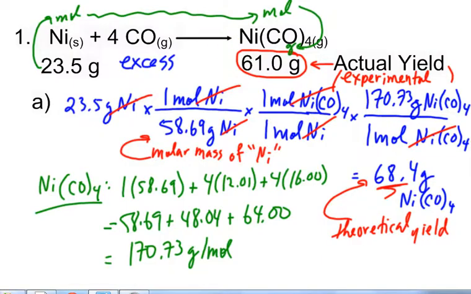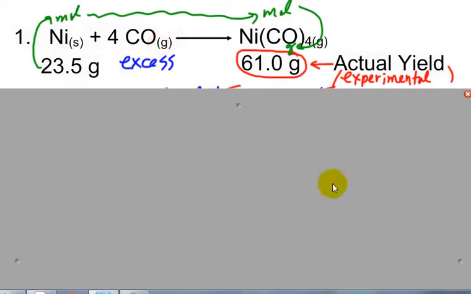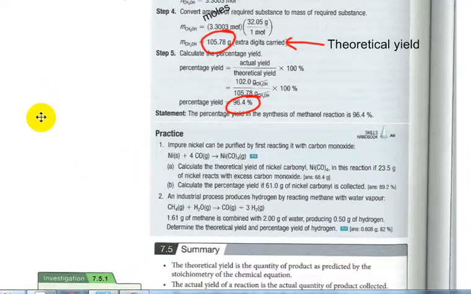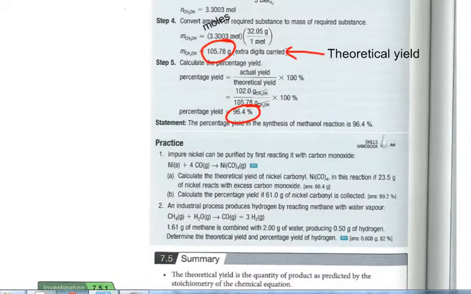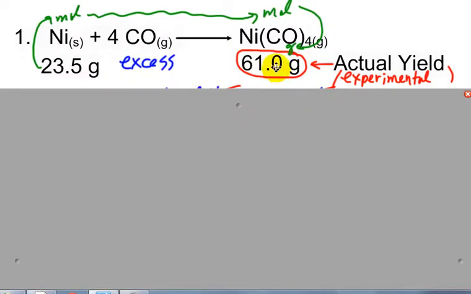So I chose to do this on a separate piece of paper. You may want to squeeze it in this area here, but it tends to be messy when I do that, so I just did it over here. So here's the setup. Nickel plus 4 carbon monoxides yielding 1 nickel carbonyl. We're told that we had 23.5 grams of nickel. We have excess carbon monoxide. And what we actually get is 61.0 grams of nickel carbonyl.